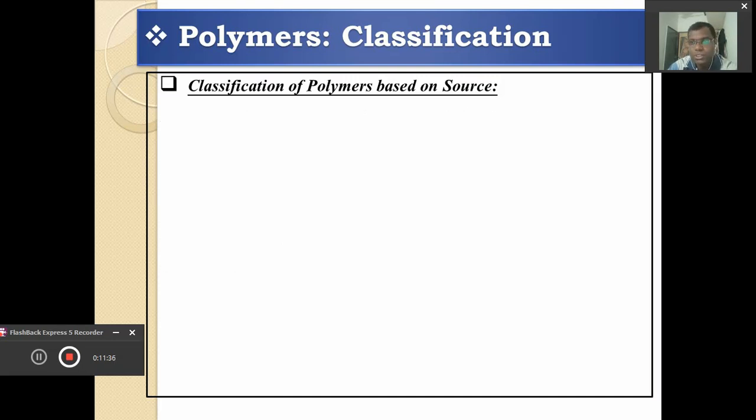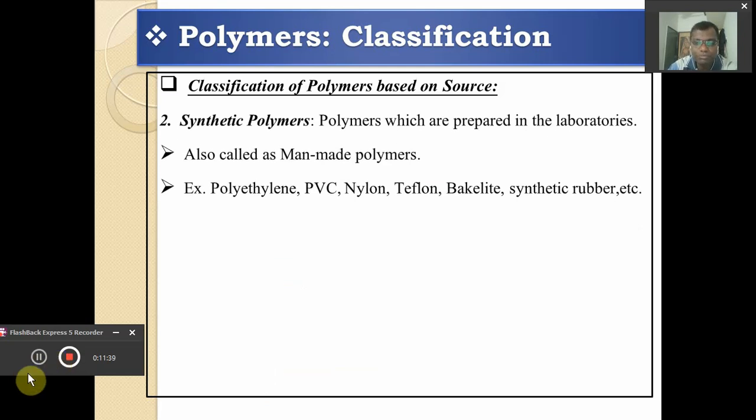So in addition to this natural polymer, dear friends, there are more types of polymers based upon the source. The second type of polymer based upon the source is called synthetic polymer. The word itself indicates synthetic: these polymers are synthesized or prepared in the laboratory, and that's why they are also called man-made polymers. The examples are polyethylene or polythene, PVC (polyvinyl chloride), nylon, Teflon, bakelite, and synthetic rubber.